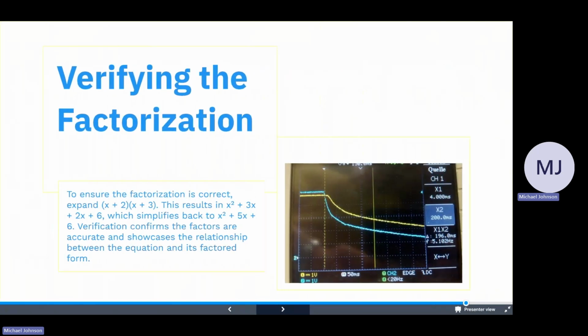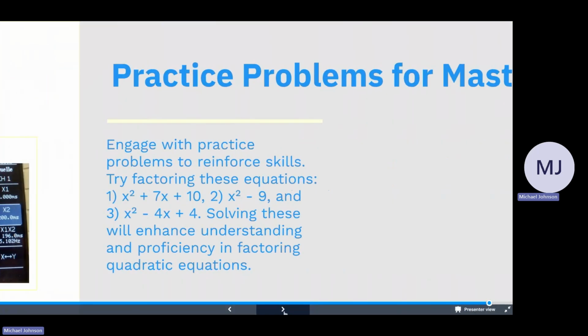To ensure the factorization is correct, expand (x plus 2)(x plus 3). This results in x squared plus 3x plus 2x plus 6, which simplifies back to x squared plus 5x plus 6. Verification confirms the factors are accurate and showcases the relationship between the equation and its factored form.